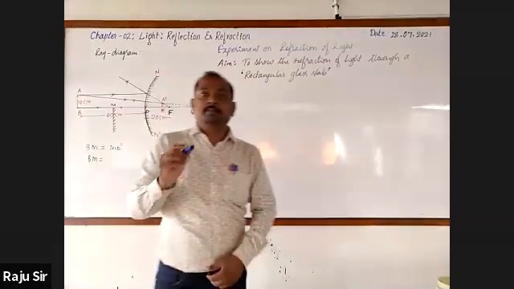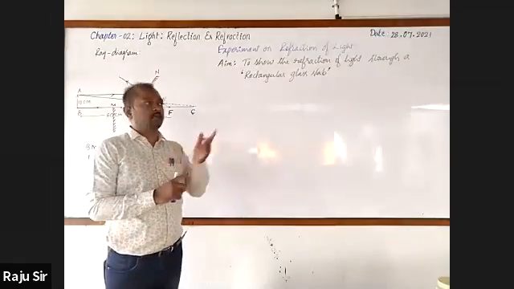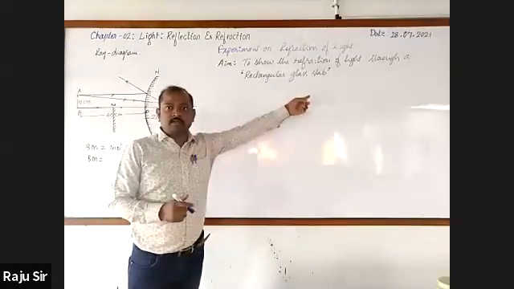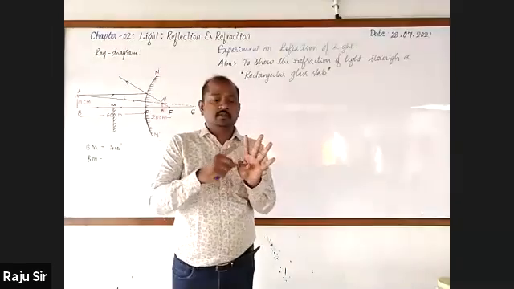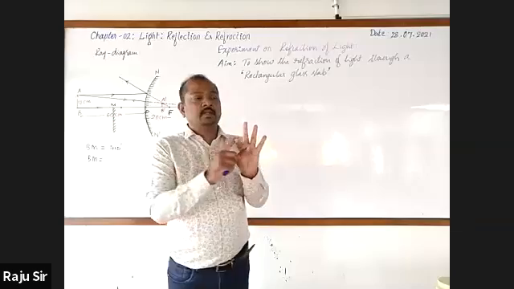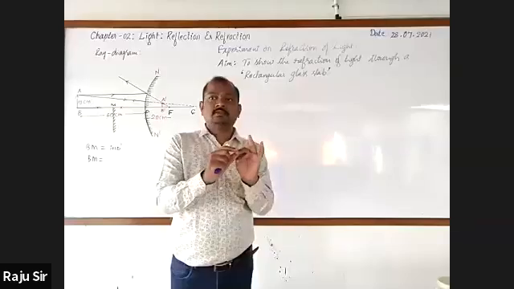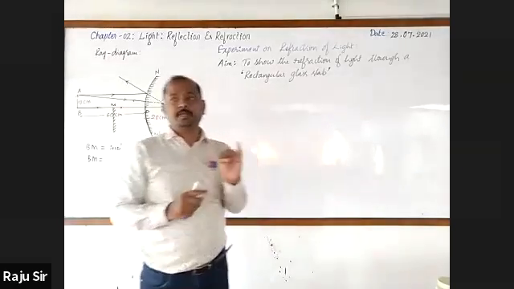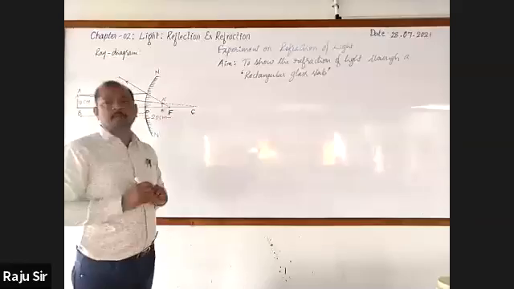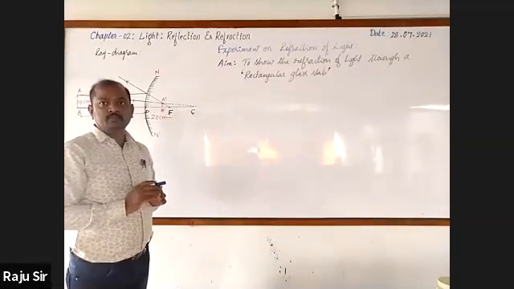We need some materials to conduct this activity. The materials required are a rectangular glass slab, just which I show. Next, we need pins, a drawing sheet, then head pins or thumb pins, a scale, and a pencil. So these are the materials required. Even a drawing board also.